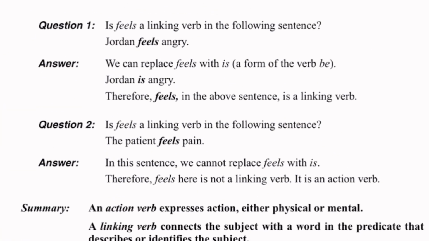How can a linking verb be recognized? It is important. If a verb can be replaced with some form of be, it is a linking verb. What do they mean? Let's look at number 1. John feels angry. Can you replace feels with is and it will still make sense? John is angry. Does it make sense or not? Yes. Therefore, feels is a linking verb, not an action verb.